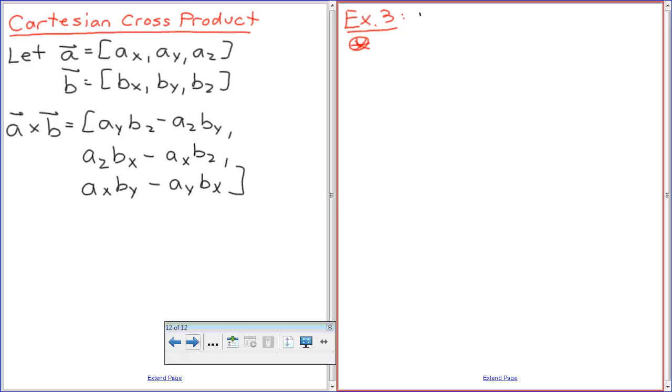So if A equals 3, 4, and negative 2, and B equals 5, negative 2, and 6, find A cross B.